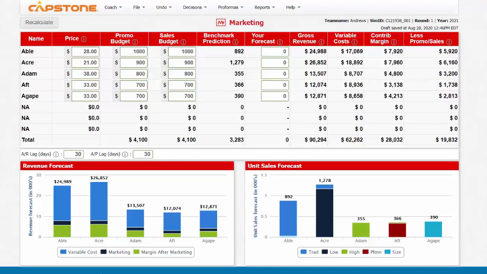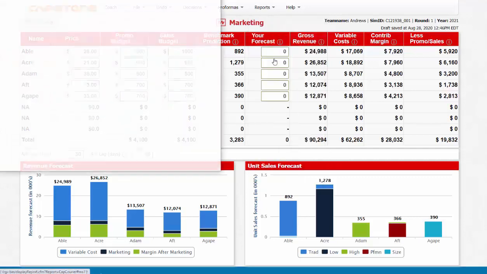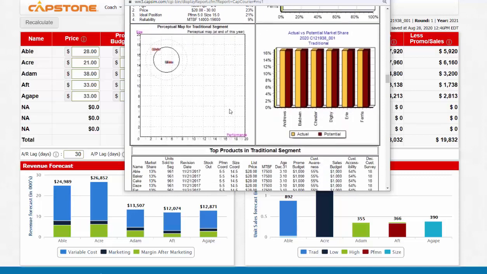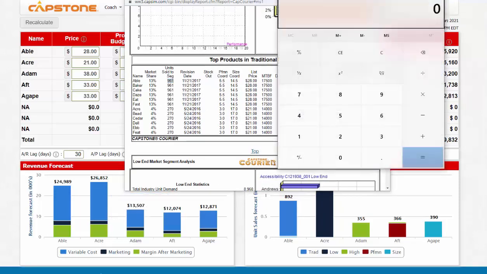So let's take a look at an example. Let's assume that I am going to put in a simple forecast for my product Able for the traditional market based on last year's sales and how much the traditional market is going to grow. So to find that information, I would go to Reports, I would go to the traditional segment, and I can see here that next year the segment is set to grow 9.2%, and I can also see that I sold 961,000 units.